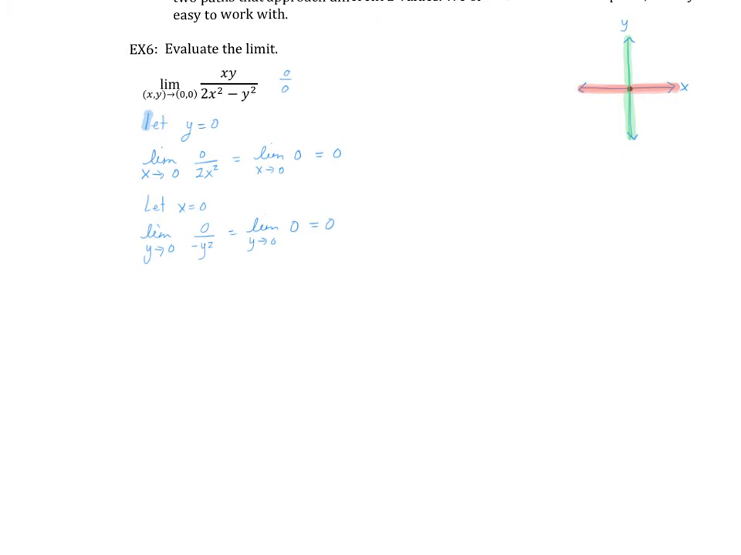Okay, so I found two paths that approach the point 0, 0. Unfortunately, they both have the same limit. This does not prove that the limit is 0. It just shows that I found two paths that approach 0. So I'm going to try another path.